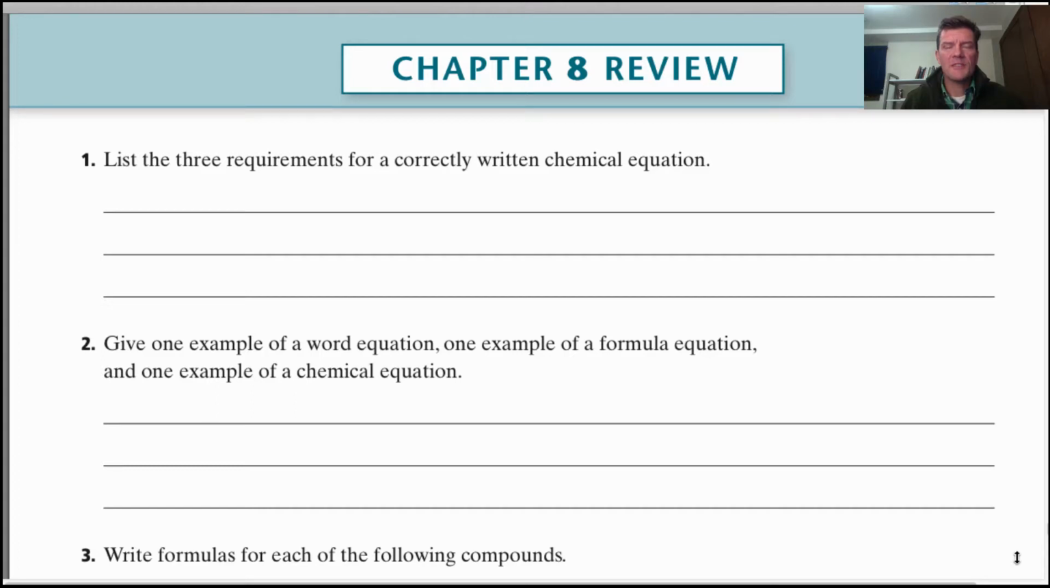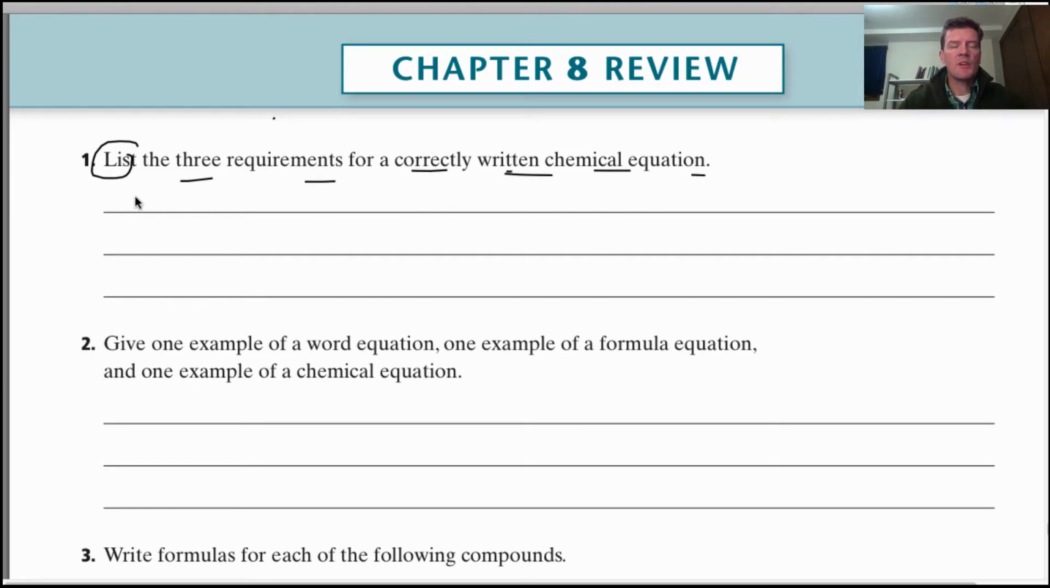Alright, chemistry class, we are looking at chapter 8 and I'm going to walk you through the chapter 8 review questions. You should be writing these in your notebook so you can submit them, okay? Let's see here. It says list the 3 requirements for a correctly written chemical equation.